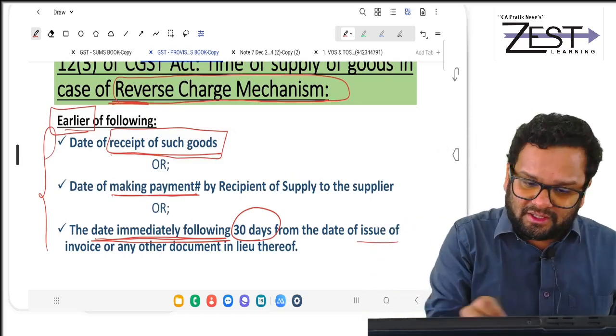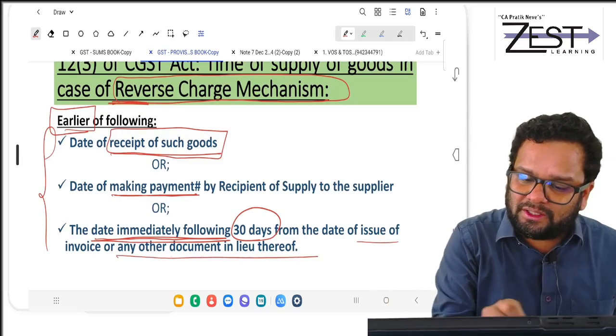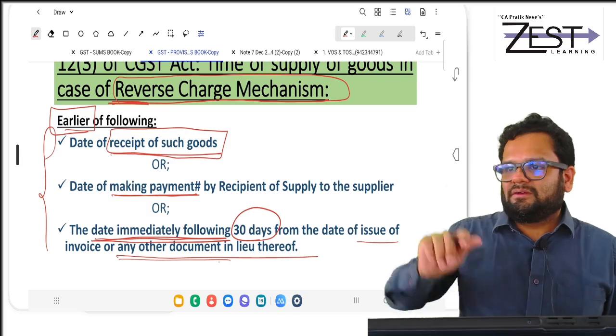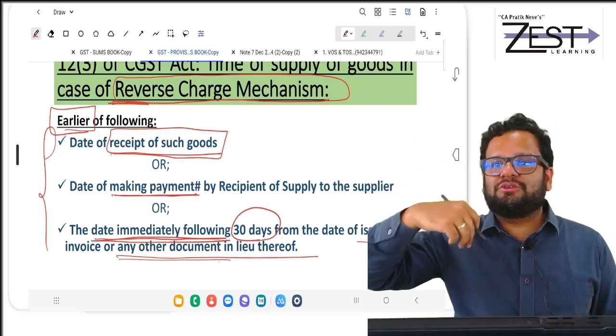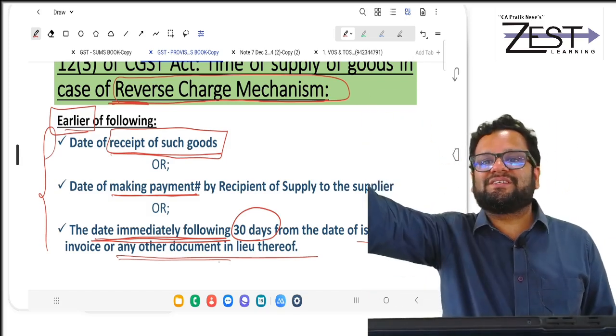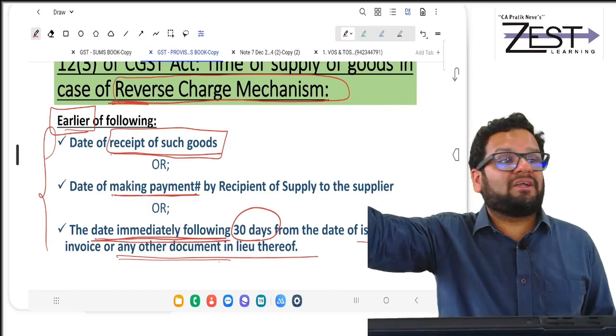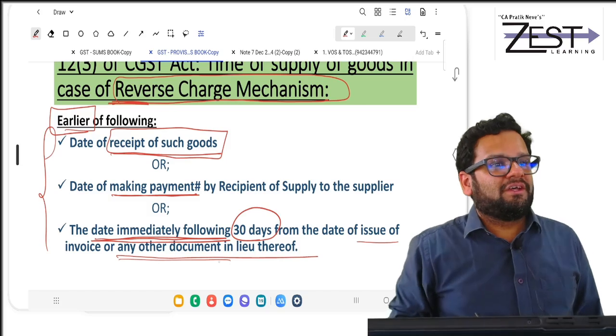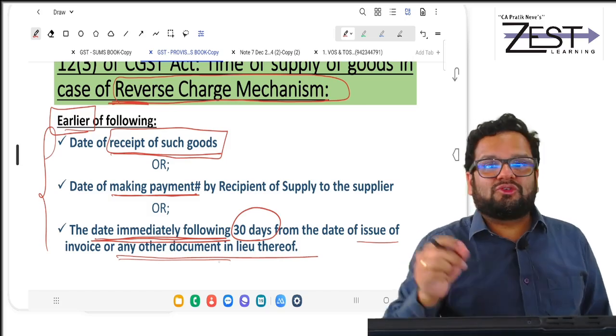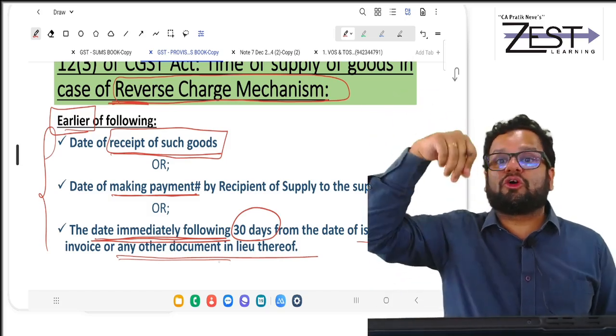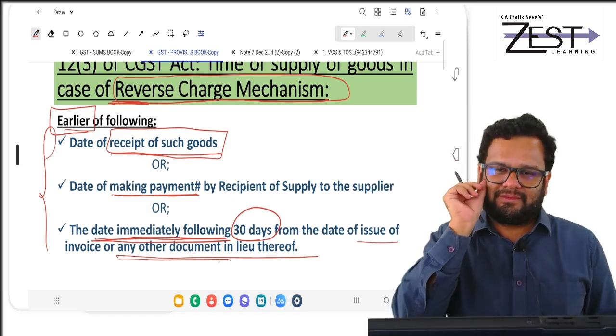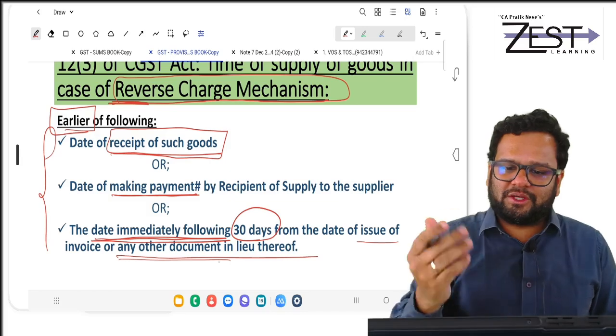And what is this? Invoice or any other document. That person who is selling me goods, he might be unregistered. So he might not make invoice. He might make some other document. So I should calculate 31st day from that document. Okay. So see question based on this.